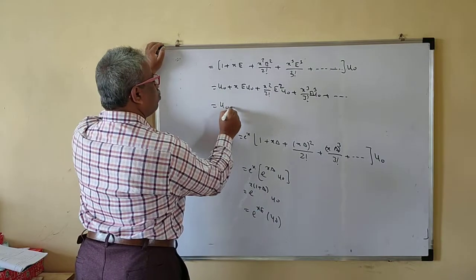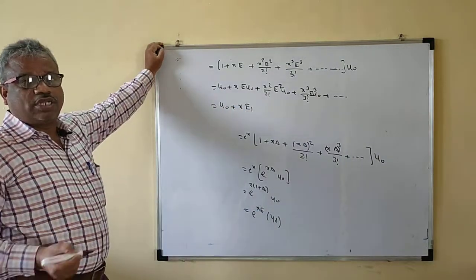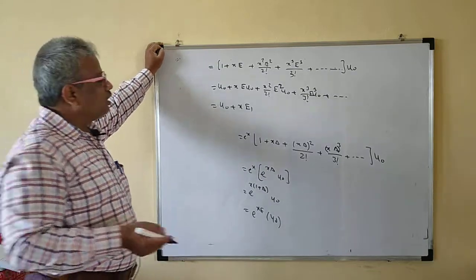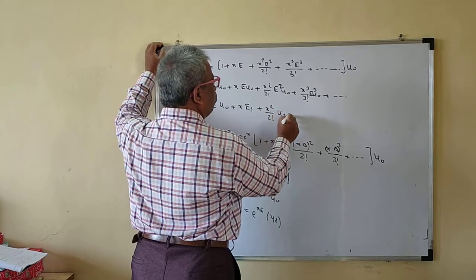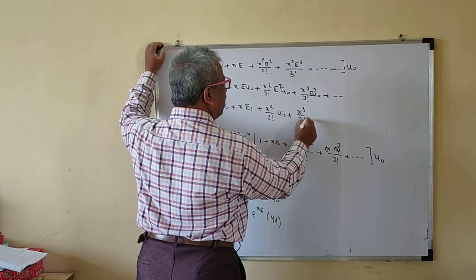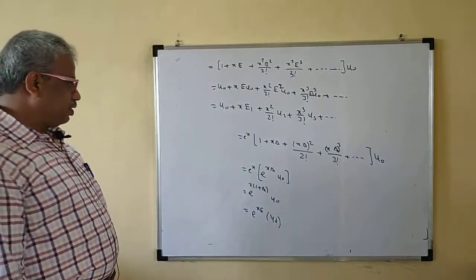Okay, so this is u naught plus x E1. u naught is the same as E1, E square u naught, just you have to add this. This is then x square upon 2 factorial u2 plus x cube upon 3 factorial u3 plus dot dot dot. Okay, so we get the required result. So we are through.